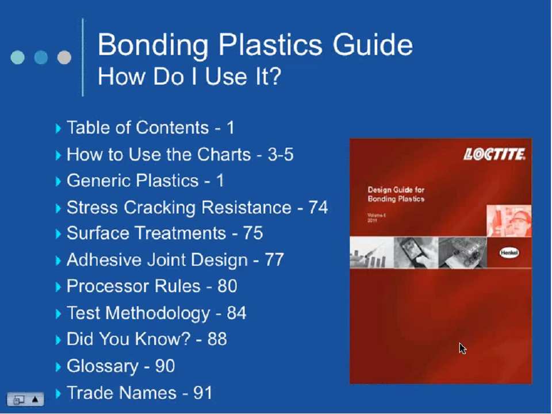Let's just start with page 1, table of contents. And let's just, somebody throw out a plastic that you might use to bond. Polypropylene. Polypropylene, aren't you nice? Okay, polypropylene. So we should be able to find that one, right? Do you see it on there? Okay, page 62. So, we go to page 62.